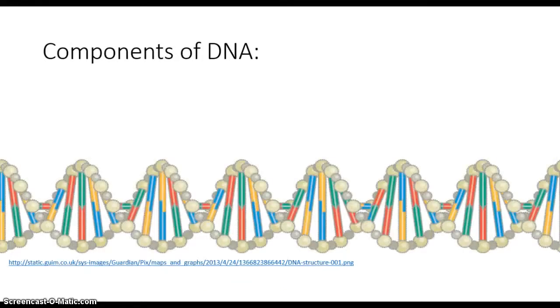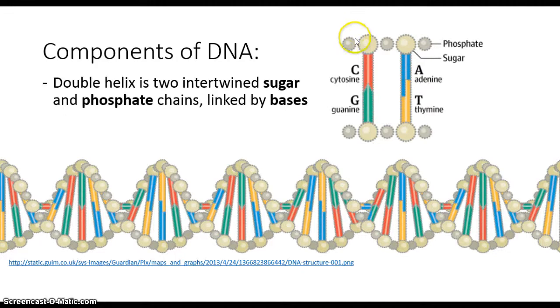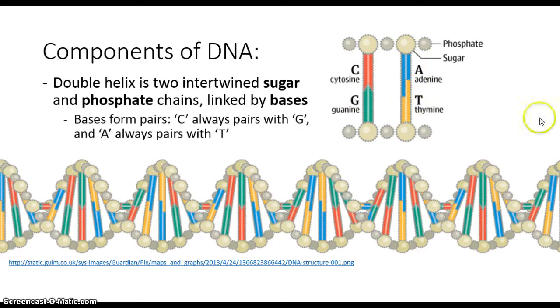There are a number of components of DNA that we can see here. The first thing is to analyze the structure. It is a double helix. This is one chain and this is the other. These chains are made of alternating sugars and phosphates. In between them, we have these bases that form pairs. The bases follow certain rules: cytosines always bond with guanines on the other chain, and adenines always bond with thymines on the other chain.